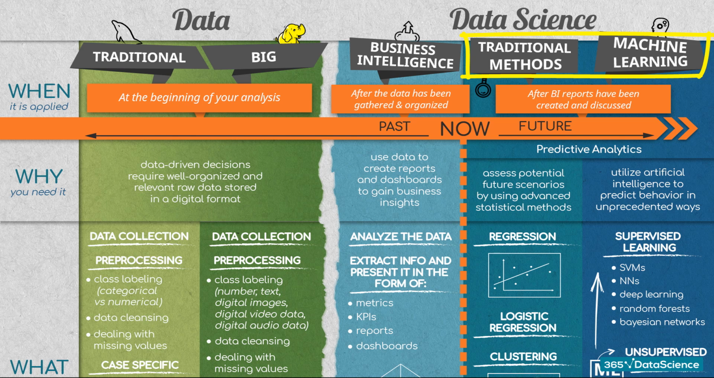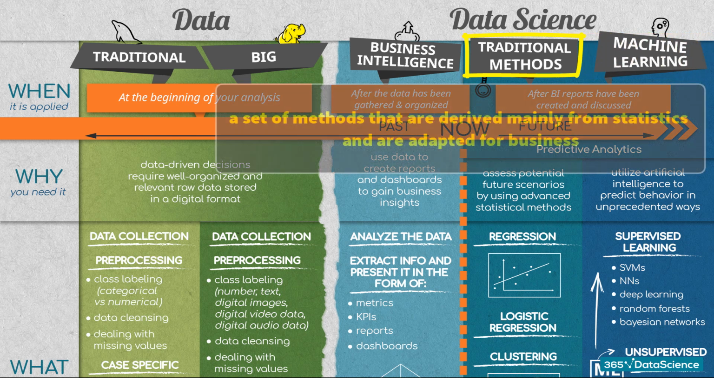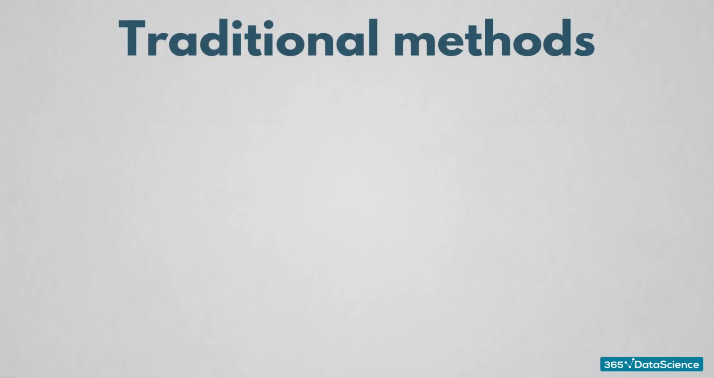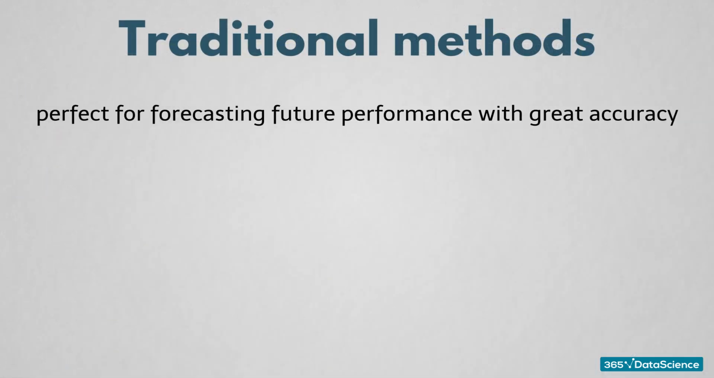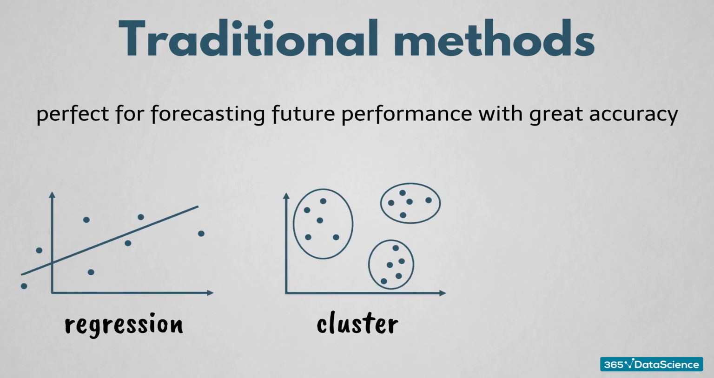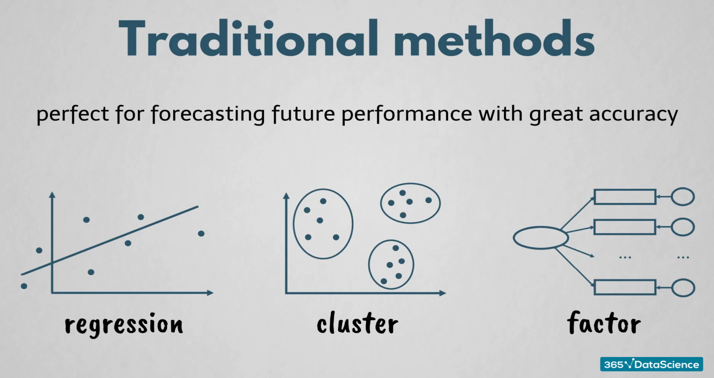Traditional methods, according to our framework, are a set of methods that are derived mainly from statistics and are adapted for business. There is no denying that these conventional data science tools are absolutely applicable today. They are perfect for forecasting future performance with great accuracy. To give you an idea, here are some instances: regression analysis, cluster analysis, and factor analysis, all of which are prime examples of traditional methods.